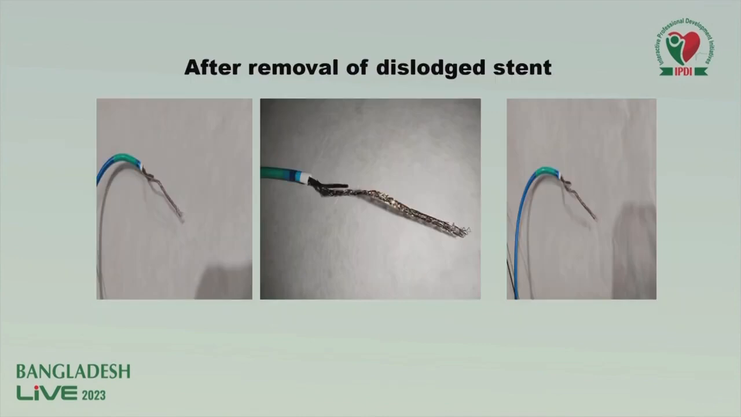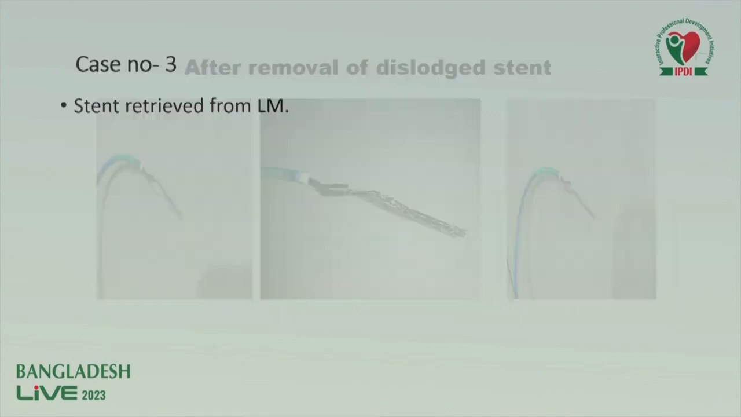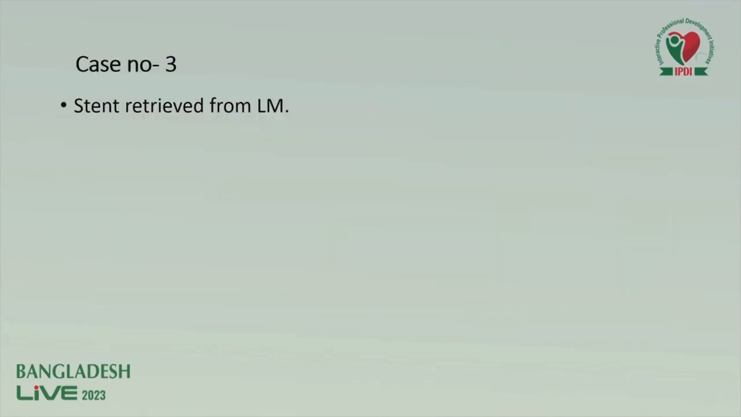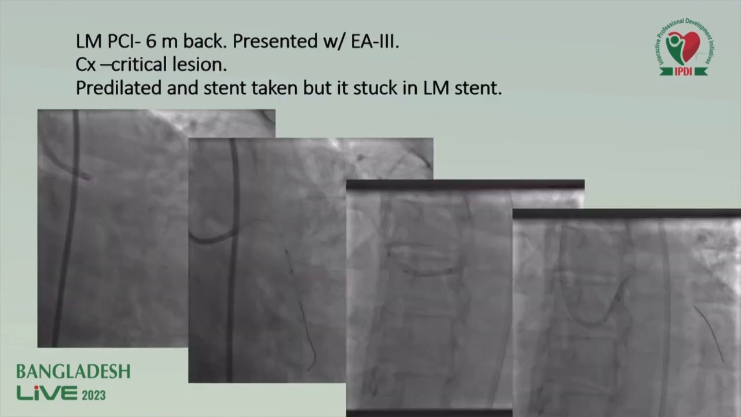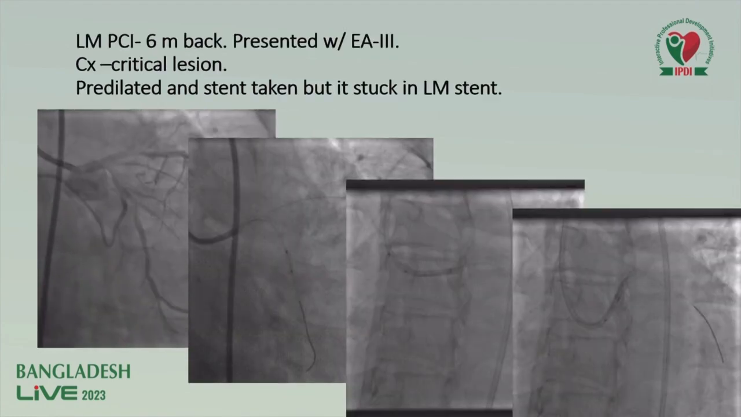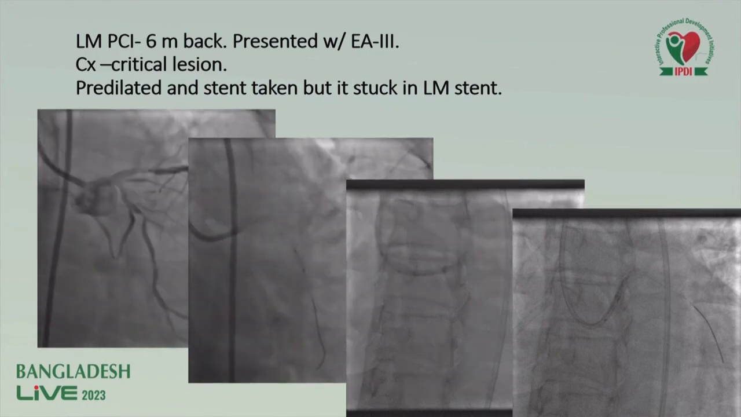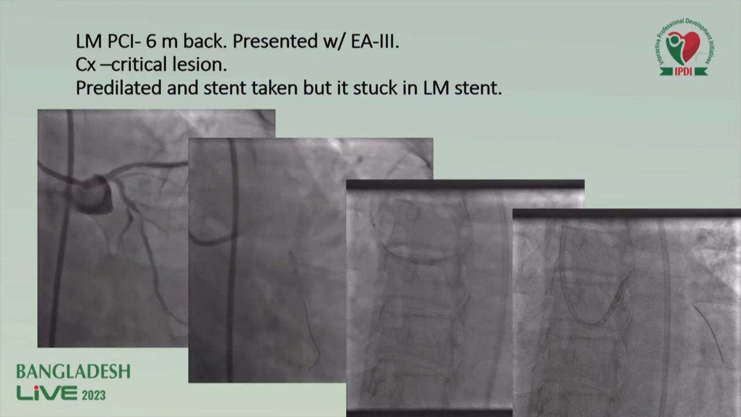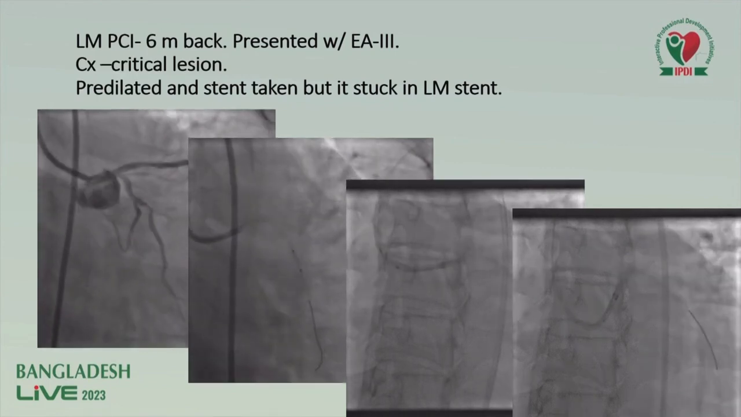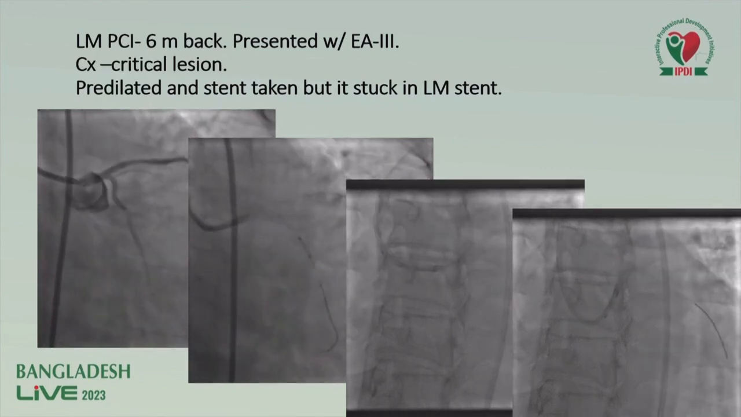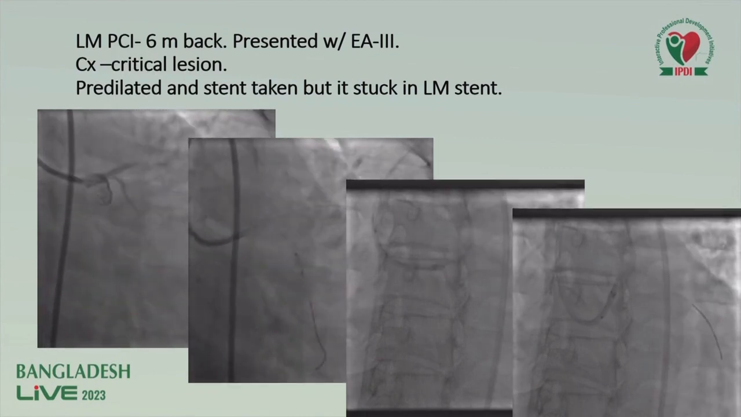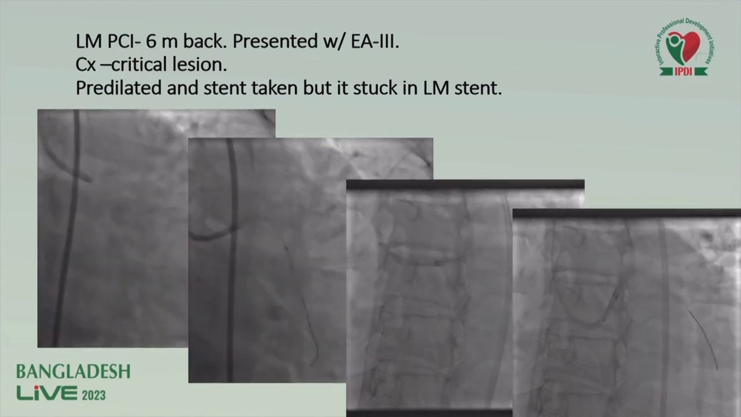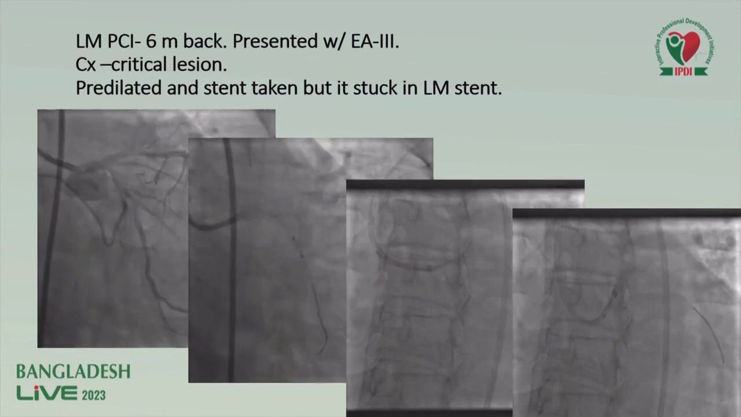So this is the stent after removal that was totally deformed. My third case is from the left main. That was actually a left main PCI done 6 months back. The patient presented with effort angina class 3. There was a critical lesion of the LCX, and that was pre-dilated, but during stent placement, the alignment of the catheter was not good. So the stent was stuck with the previously implanted left main stent.